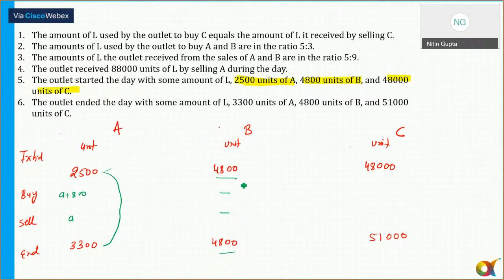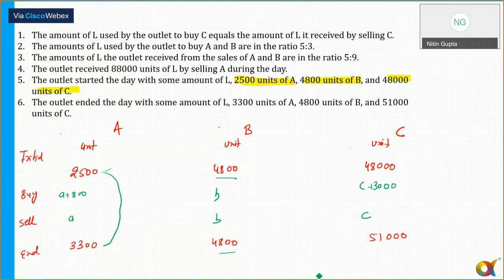Similarly for B, 4,800 units at the start and 4,800 units at the end. So whatever units I bought, I sold as well, for B. That's why the total will be the same. So I can say this is equal to B and this is also equal to B. And for the number of units of C, again there is a difference of 3,000, so 3,000 units increase. So I bought C plus 3,000 units, but sold only C units, and that's why I have 48,000 plus 3,000, that is 51,000.